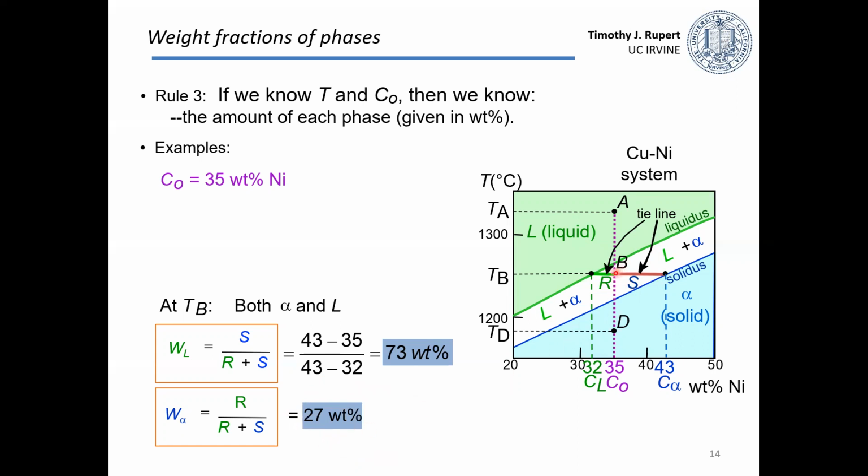The simple way to think about this is we know our overall composition needs to be 35, right? And we know that each of those phases has a different composition. Which one is closer to the overall composition of our whole sample? The liquid is. The liquid's only 32. That's much closer than 43 is, okay? So we know that we need to have more of that. That bears out from this calculation.